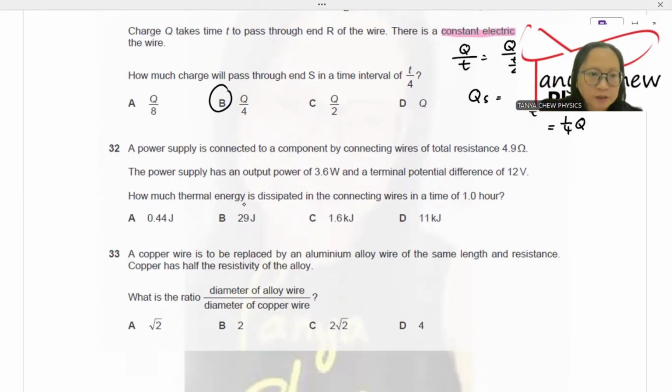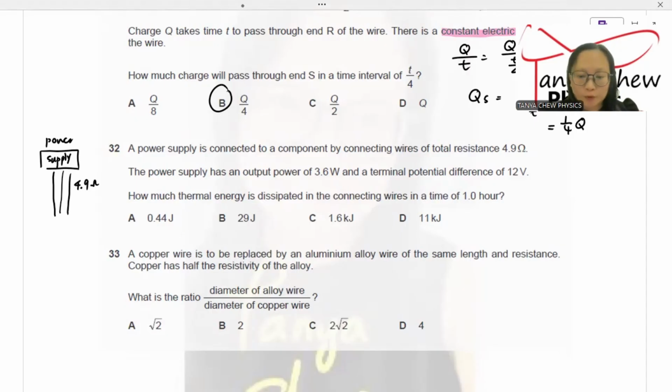So I say that this is my power supply. Power supply connected to the wire, all the wire, and the total resistance of the wire is 4.9 ohm. Power supply has an output of 3.6 watt. And then terminal potential difference of 12 volt. How much thermal energy is dissipated?